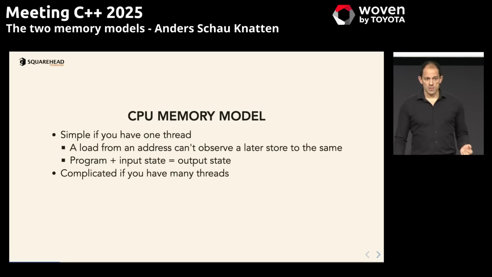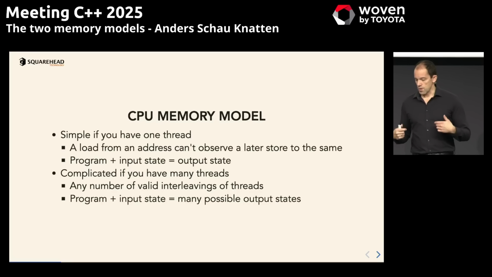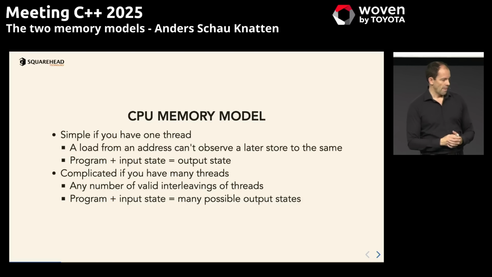If you have many threads, it's a lot more complicated. There are more things to think about, because you can have any number of valid interleavings of threads. So one thread is printing 1, another thread is printing 2. The output is going to be 1, 2, or 2, 1. But it's not going to be a fork, right? It's going to be either of those. Those are valid. So you have a program and input state, and you have several possible output states that are valid, and of course a bunch of invalid output states of the program.